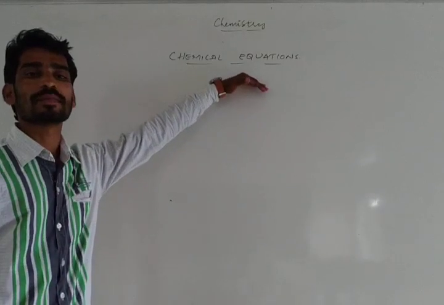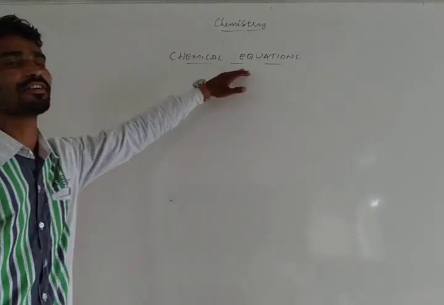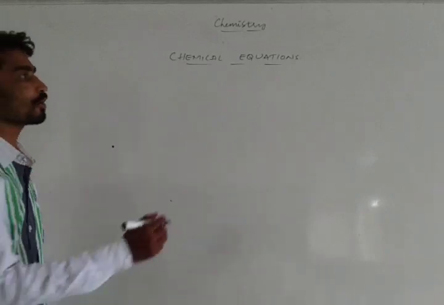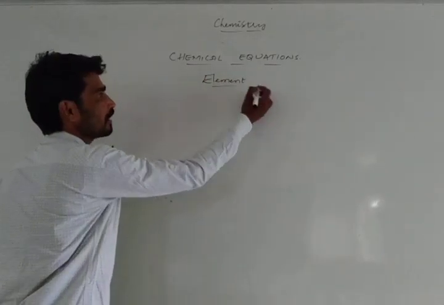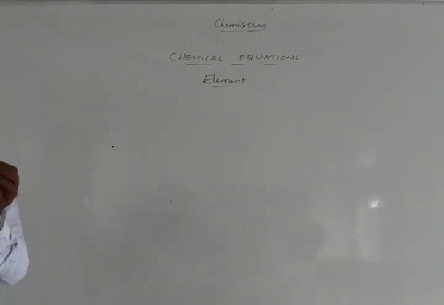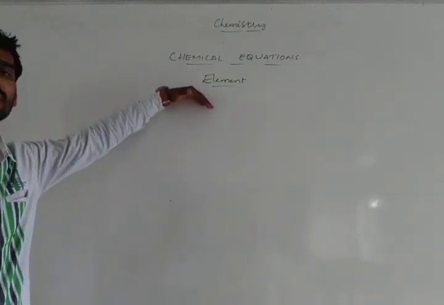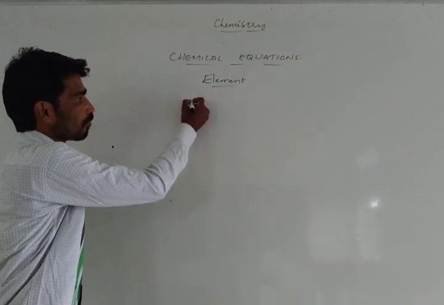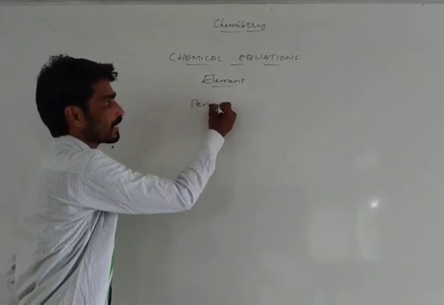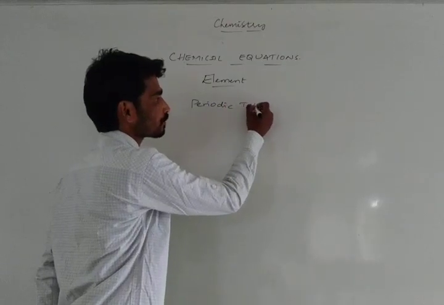Chemical equations. The name of the first chapter is chemical equations. So first of all we have to know elements. What is an element? The combination of similar substances joining together forms one particular element. So where are we going to place that element? We will be placing the elements in the periodic table.